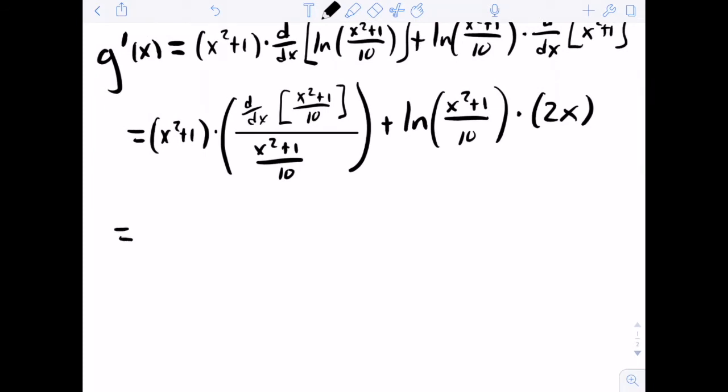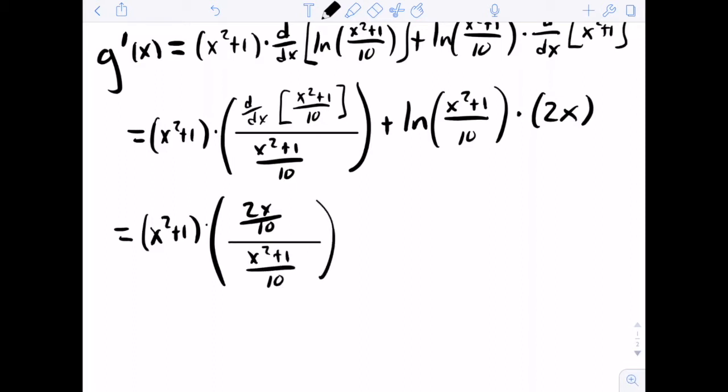Okay, so what else do we have left to do? We have to take the derivative of the top here. So we've got the x squared plus 1, and the derivative of the numerator is just 2x divided by 10. And then we still have the (x squared plus 1) over 10 left. Then we can just rewrite this side as 2x times the ln of (x squared plus 1) over 10.